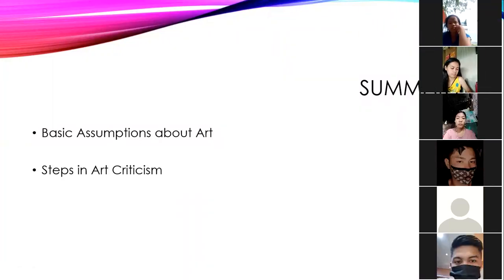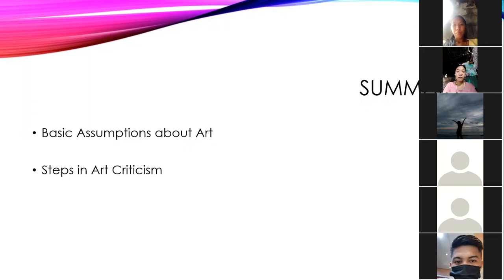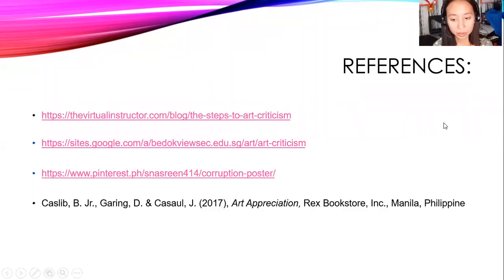Angela. Maria Angela Kukal. What are the 4 steps in art criticism? The 4 steps in art criticism are number 1, description, 2, analysis, 3, interpretation, and 4, judgment. Okay, thank you. Do you have any questions?